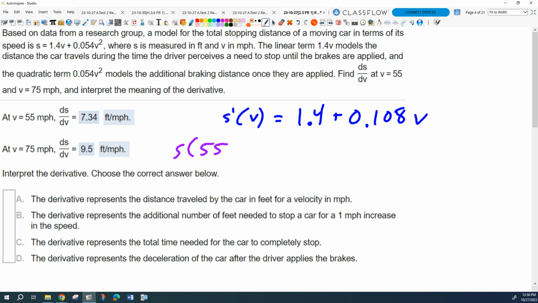S of 55, if I plug 55 into that, what do I get? Ashton, you've got your calculator there. What's 1.4 times 55 plus 0.054 times 55 squared? It's 317.35. That sounds right, 317-ish. So that's going to be 317 feet. What is your stopping distance at 75 miles per hour?